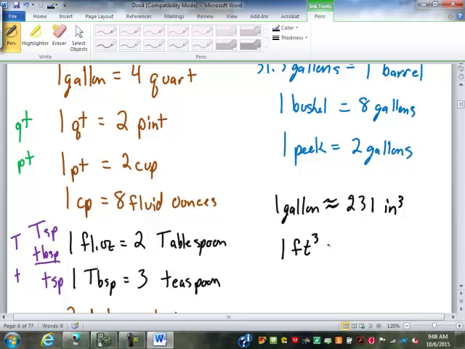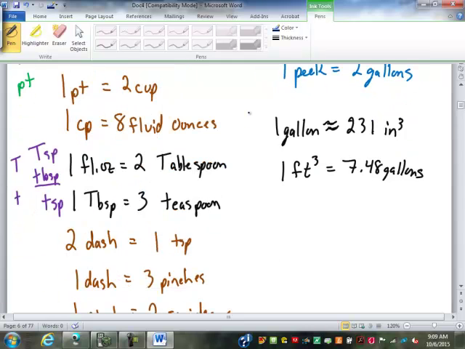Now, a cubic foot is actually bigger than a gallon. Picture a 5-gallon bucket. Do you think that's bigger or smaller than a cubic foot? We've talked about this before. It's actually smaller, quite a bit smaller. 1 cubic foot, do you remember from last week? 7.48 gallons. And again, that is also approximate.